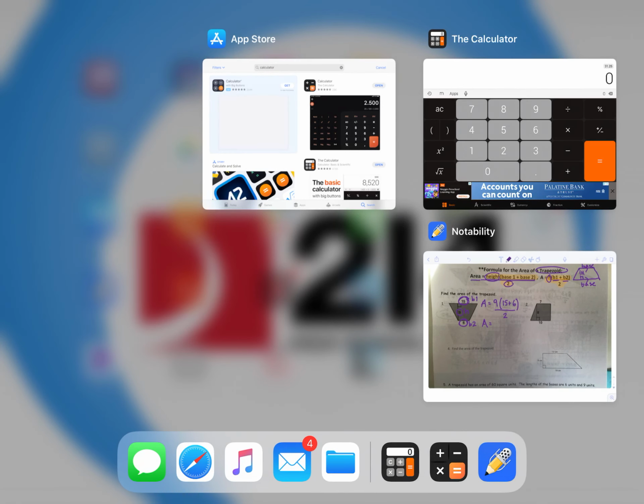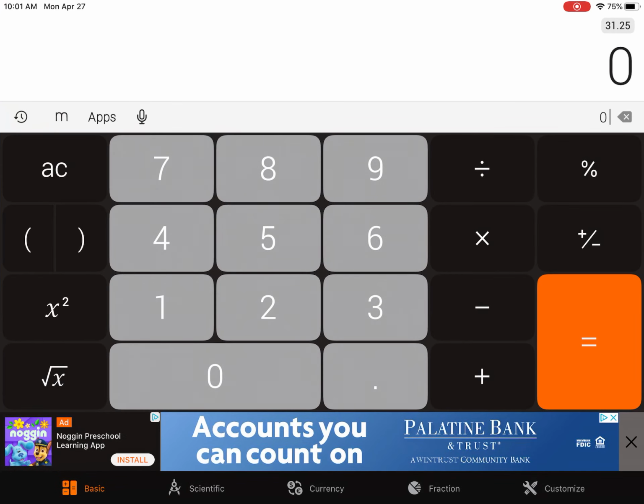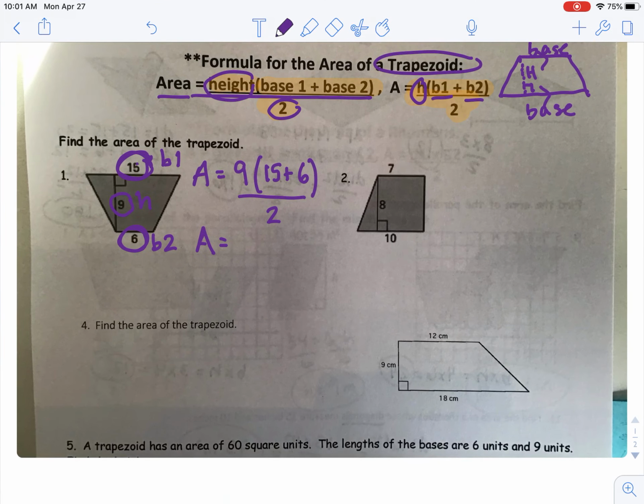Just got to be careful when you pull up your calculator. If you're using an app, like you see I'm using an app on here, I have to do 9 times parenthesis 15 plus 6, because on this iPad it's a little different than how we would do this normally on your regular calculator. If you have a regular calculator, you can just type it in. You can use the n over d function and work it out that way. And then this is divided by 2. And then I hit enter. And there's my answer, 94.5. And so my correct answer here is 94.5 units squared. Okay, so you can go ahead and try number 2 and try number 4.